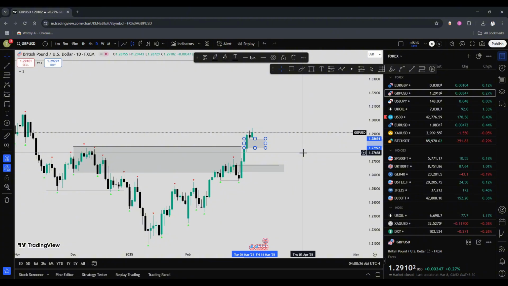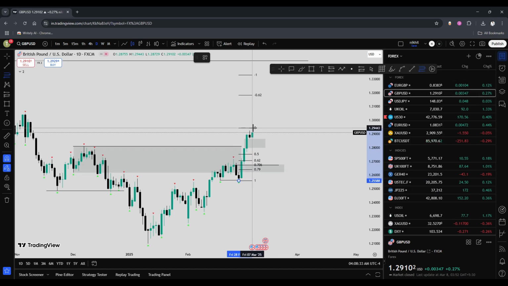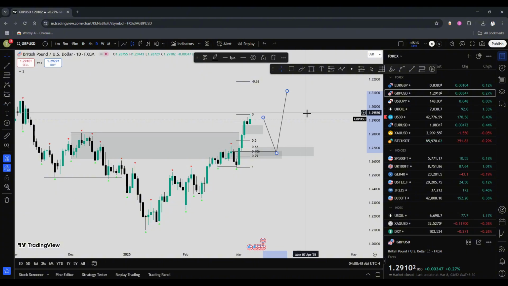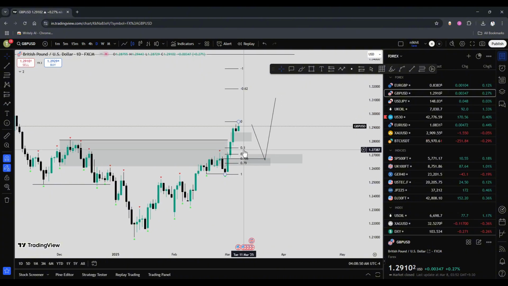But if I want to be on a safer side, there are multiple fair value gaps. I will use a Fibonacci tool. Once price enters this golden ratio, then you can look for taking a long setup. So there are 3 entry points. The first one is this immediate one. The second one will be this one. It is also similar to the Fibonacci which we drew.